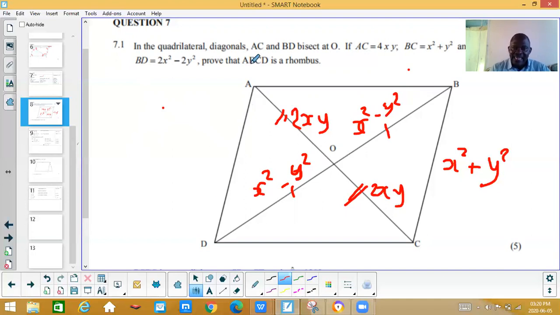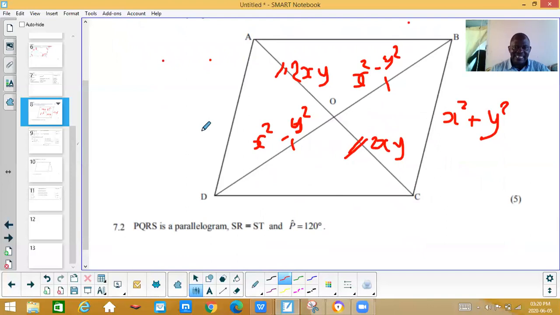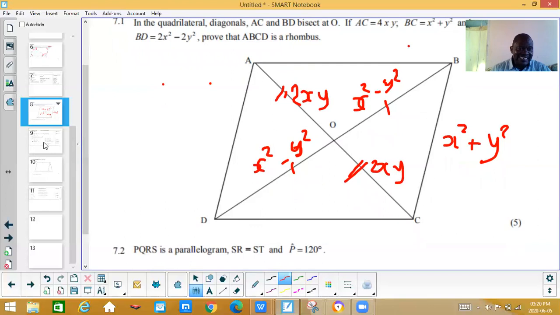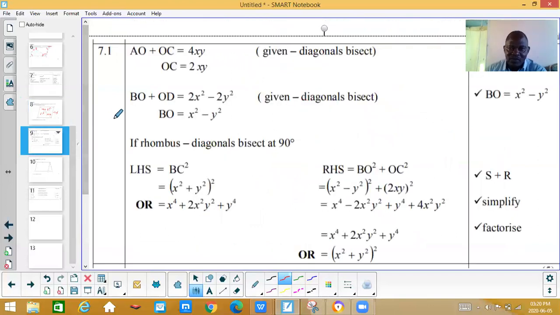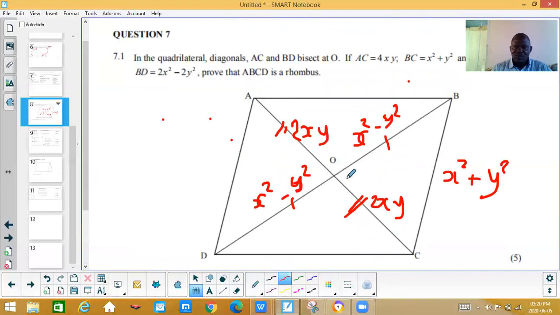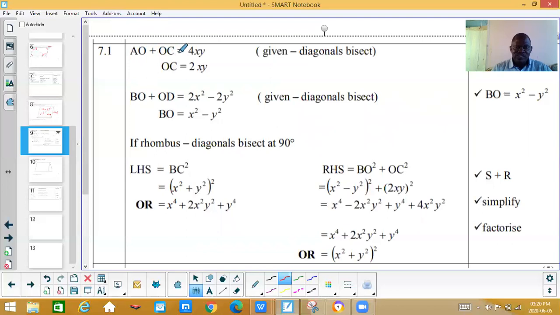We are to prove that ABCD is a rhombus. That is our number 1. Now, in proving that it is a rhombus, AO plus OC is equal to 4xy. This is the diagonal. AO plus OC equal to 4xy will give a diagonal.